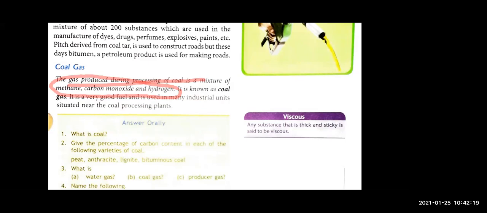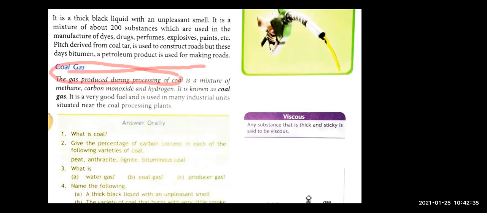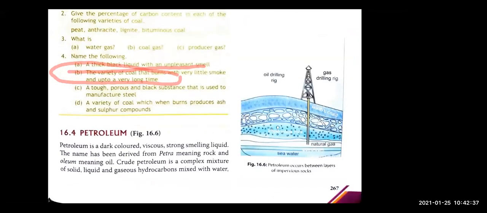It is a very good fuel. This is your coal gas. So you have to remember the three products, the three substances which you get from the destructive distillation of coal. The next topic is, children, petroleum.